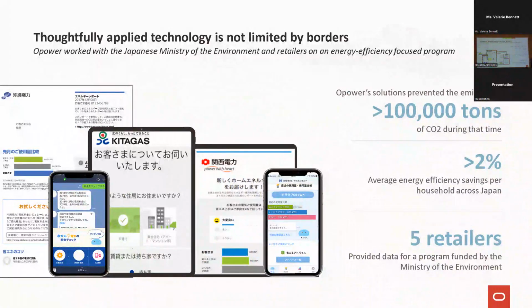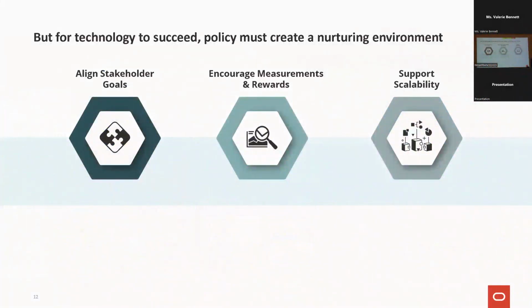It wasn't just technology that led to our success in Japan. It was also a series of wise policy decisions. And before I end my presentation today, I'd like to share a couple of the policy decisions made for this program that we would love to see and love to encourage this type of technology growth and adoption worldwide. There are three primary ways that governments and policy can support this type of technology: align stakeholder goals, encourage measurements and rewards, and support scalability. I'll talk about each in turn.